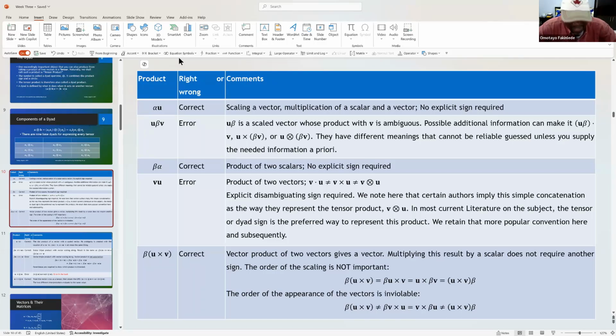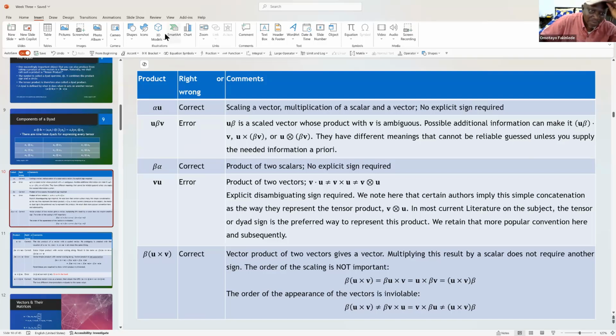That means that you cannot just tell me we are multiplying 2 vectors together. You can't tell me that because I will have to ask you, is it scalarly or vectorially or tensorially? Are you getting a scalar product or a vector product or a tensor product? If you say we are multiplying 2 vectors, you are being ambiguous, and we have to disambiguate with the sign. There are symbols for disambiguation.